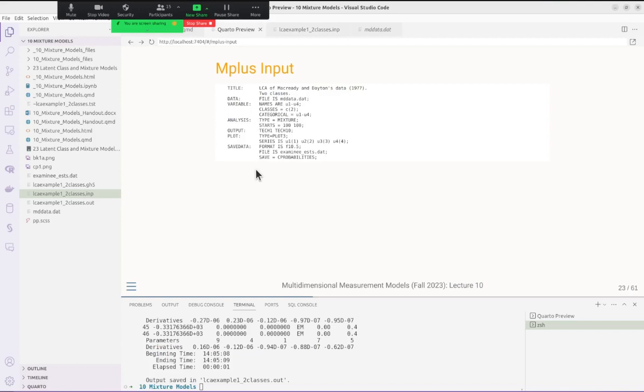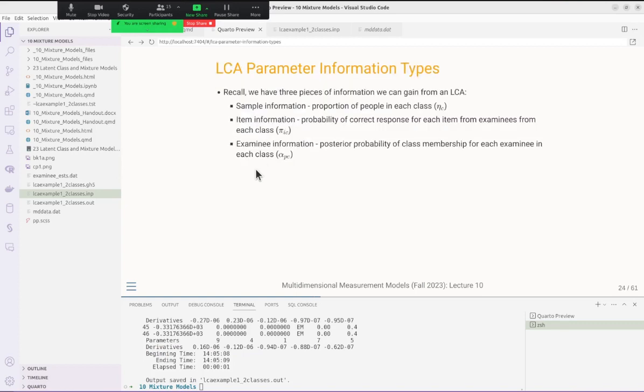So what I'm going to do is jump between my slides and the Mplus output file themselves. The slides have output examples, but those are more placeholders than anything else. But this is what we're going to be looking for in the Mplus output. There's a proportion of people in each class. That's our A to C. That's our sample information. We are also going to be looking for item information, so the probability of a correct response from examinees in each class. And we're going to look for the examinee information, the posterior probability of each person being in each class. Stop me if you have questions, okay?